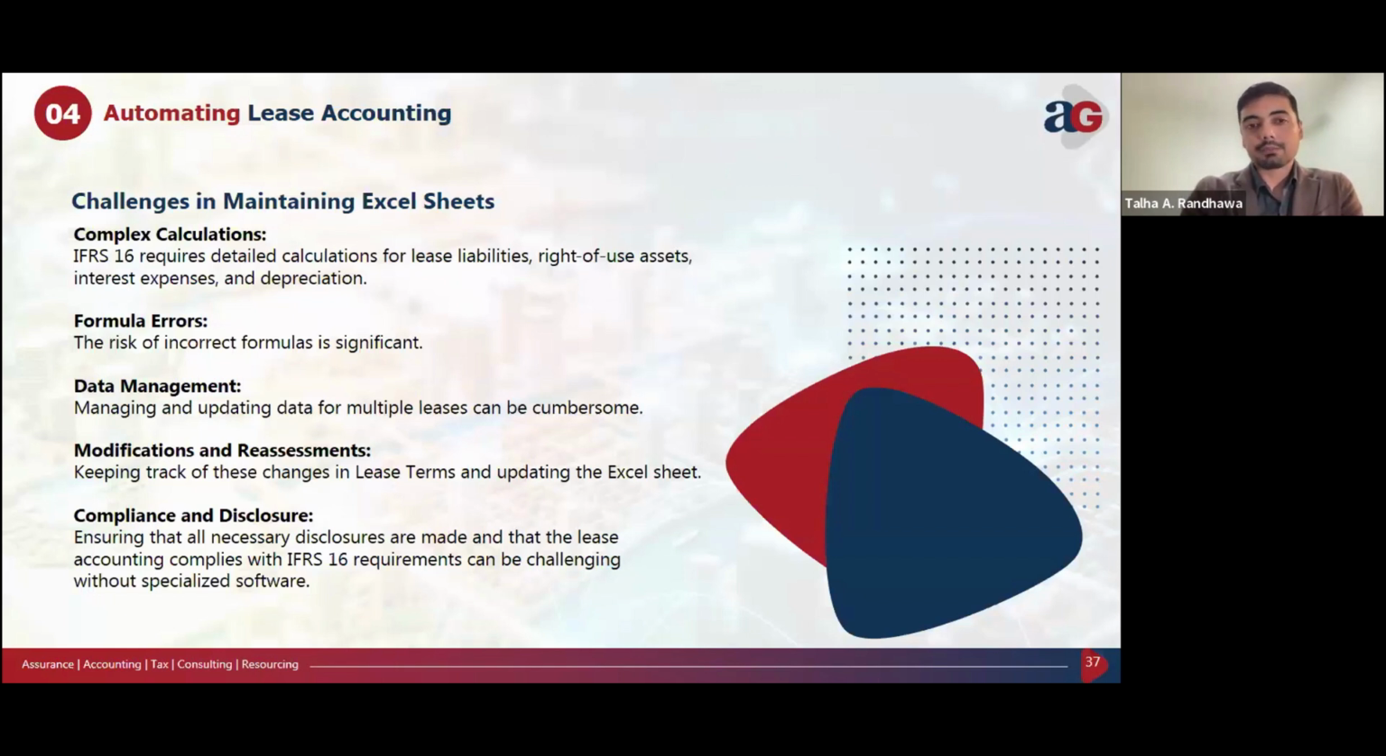Third thing is data management. You're processing a transaction in whichever accounting software you're using, but on the flip side, you still have to go back and input every piece of information in your Excel sheet, update your lease terms, interest rate, each and every aspect, upload it separately on an Excel sheet and manage it as well. Another thing, which is very, very important, is the modification and reassessments.